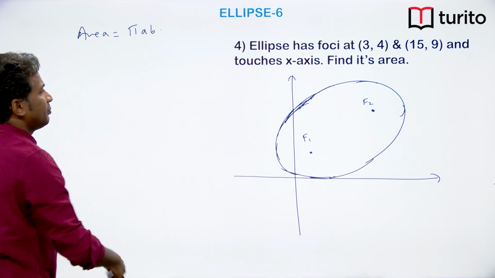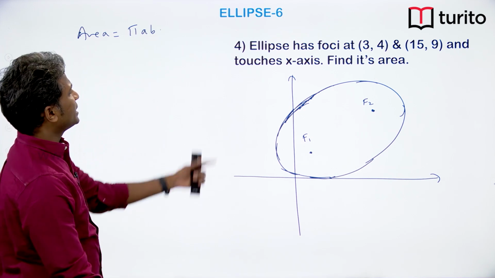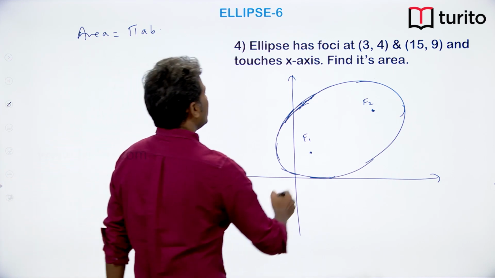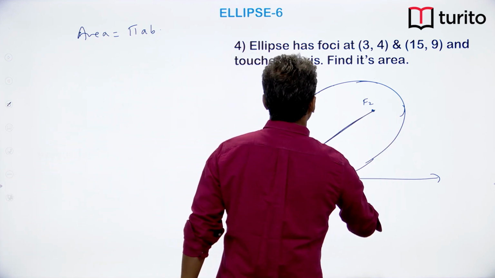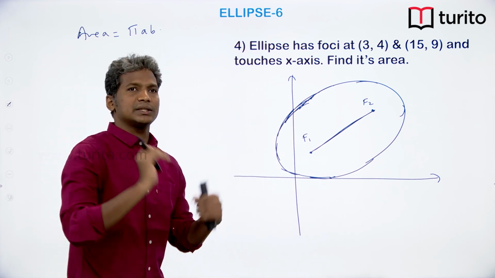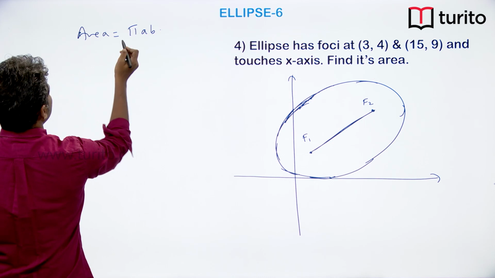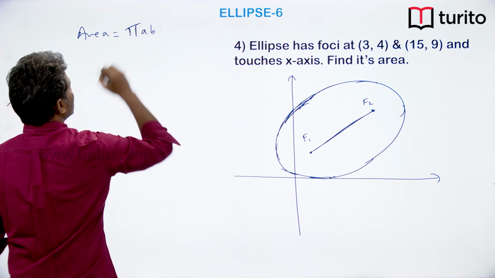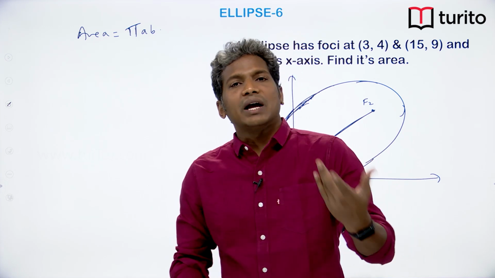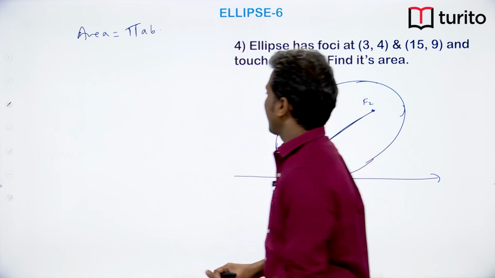It is going to be pi into AB. Now what is A here? It is not given, only the foci are given. We can get the distance between the foci, but that will give us only 2AE, it will not give us anything else. But let us just take all the data that is given in the question and understand it, then we will derive the data that is required.